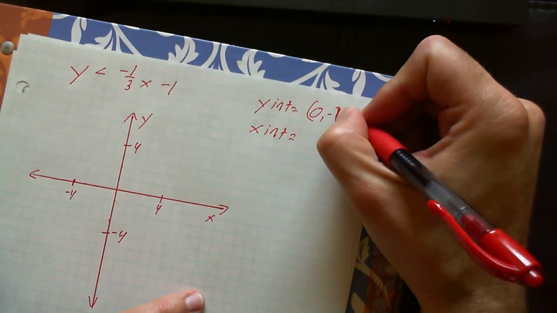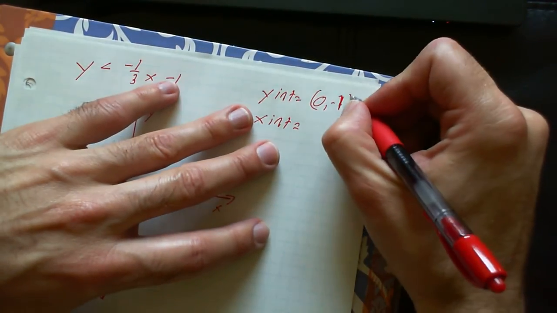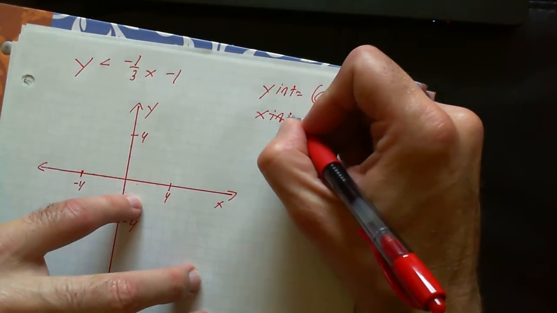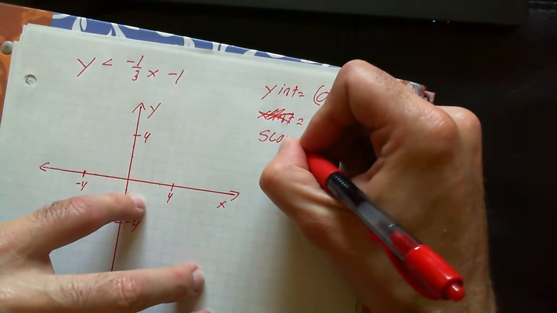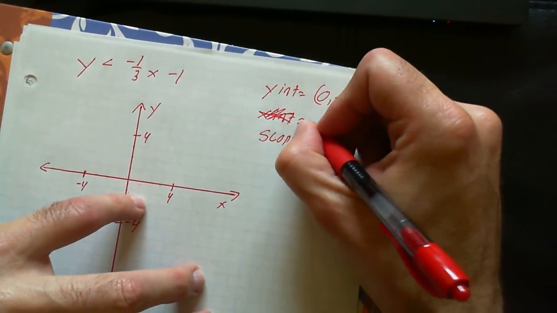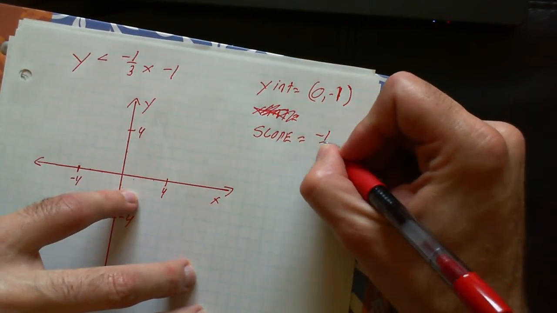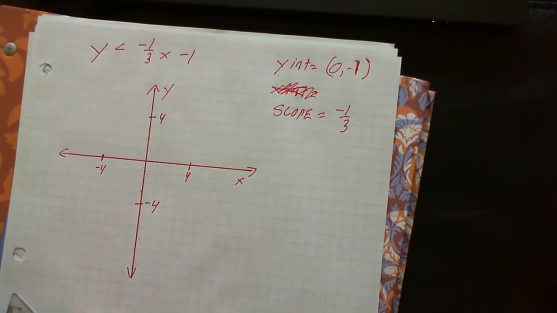Whoops. I'm in trouble with technical difficulties here. -1, not x-intercept. I want to know what my slope is. X-intercept another time. Okay, what's my slope? Slope is -1/3, right?